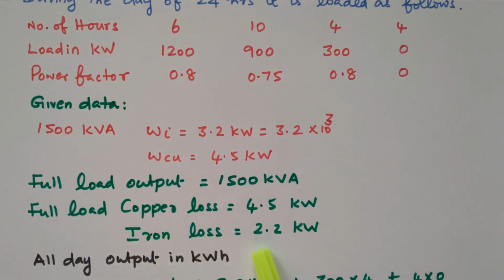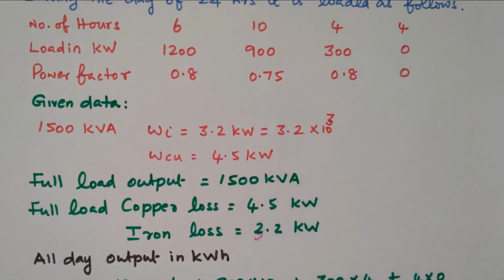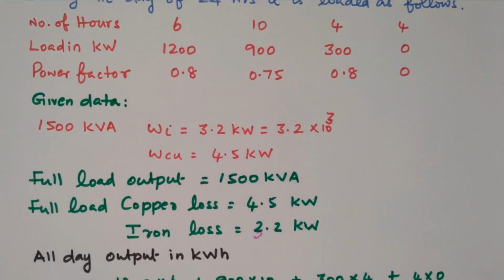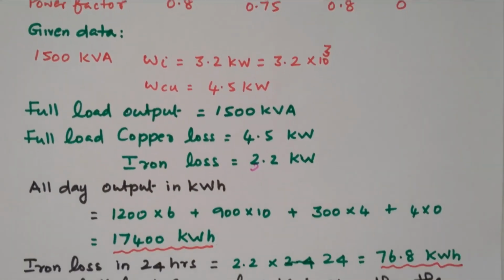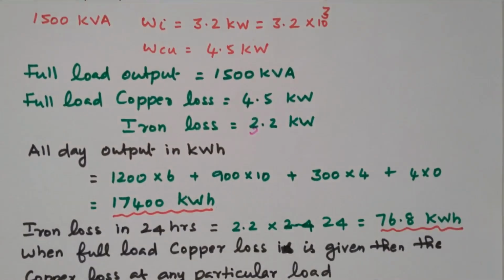So the iron loss equal to 2.2 kilowatt. This is 3.2 kilowatt, not 2.2 kilowatt. It is 3.2 kilowatt. So for the all day output, we need to find the efficiency. For finding the efficiency, we need output and input power. So first we will find the all day output in kilowatt.